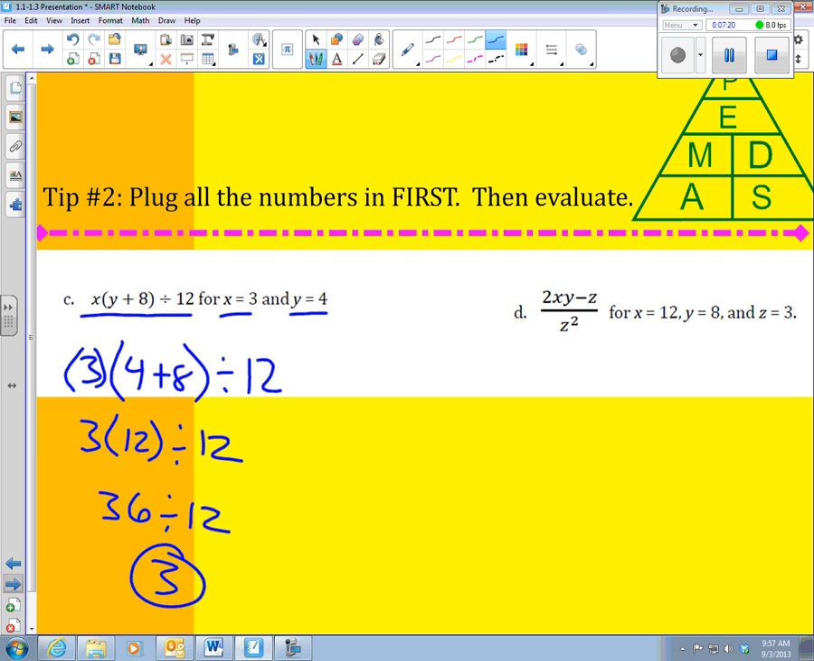Okay, for D, I want you to pause it and try it. And you should have paused it by now. The actual answer is not 12. A little dyslexic today. It is 21.